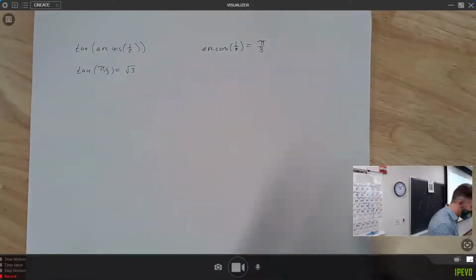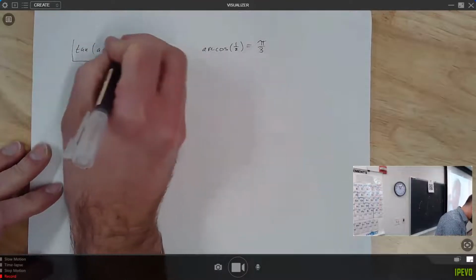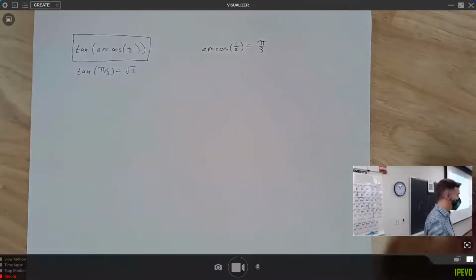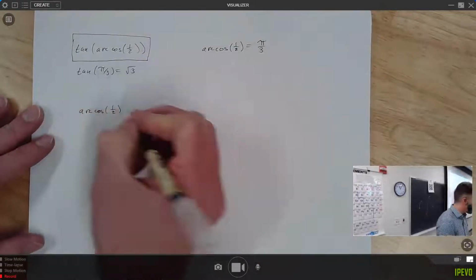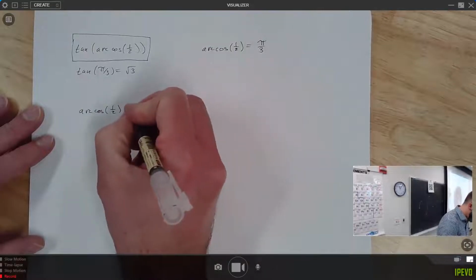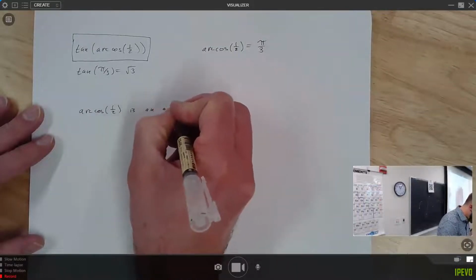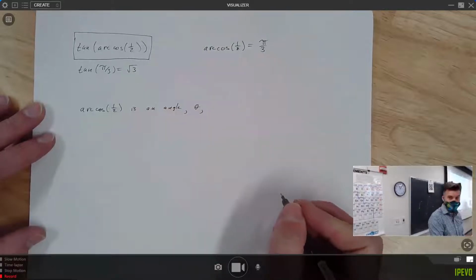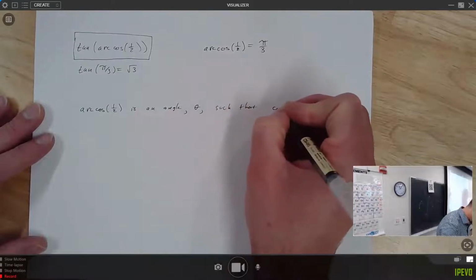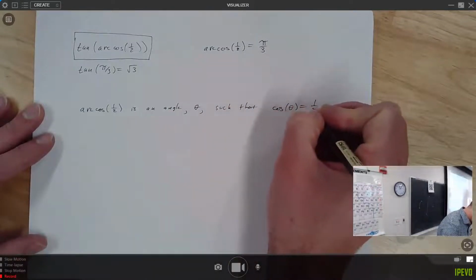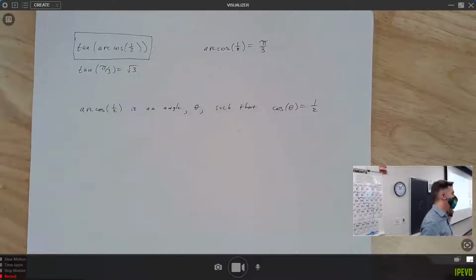And the thing about this particular type of question, trig function of inverse trig function of value, is you can totally get away without knowing any trig functions of anything. Let me show you what I mean. Arc cosine of 1/2, I know it's an angle. Let's call it theta. And it's an angle such that cosine of theta is equal to 1/2. Do we know that angle? Sure, it's pi over 3. Do we need to know that? No, we don't. Check it out.